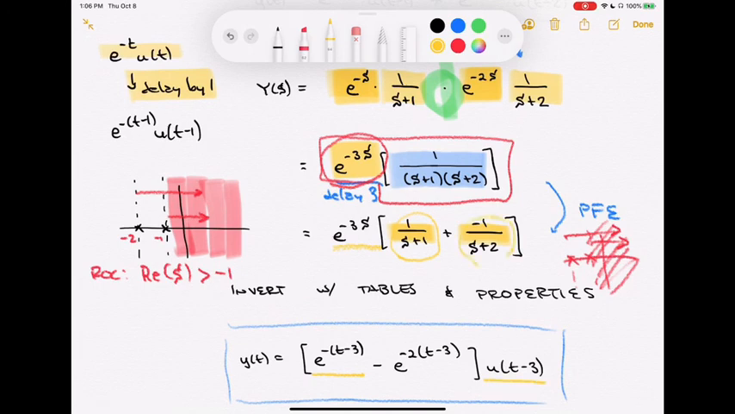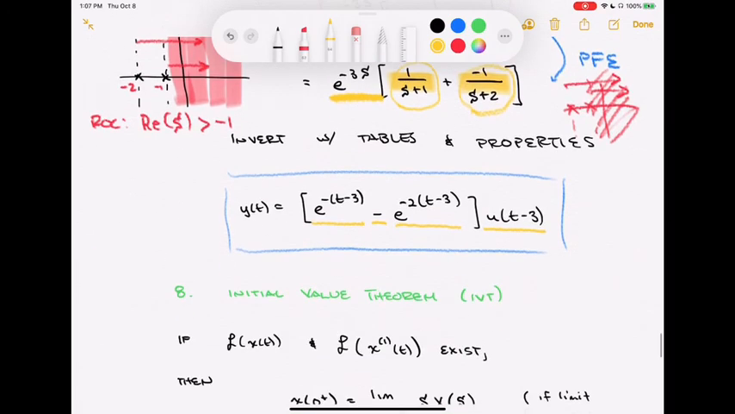The other term in there, -1 over s plus 2, right? The -1 is going to give me this minus right here. And then I'm going to have a root at -2. That's going to be an e to the minus 2t u of t. But it also has this e to the minus 3s multiplying it, which means I've got to delay that one as well. So I'm going to get an e to the minus 2, not t, but t minus 3, u of t minus 3. And that's my final result.